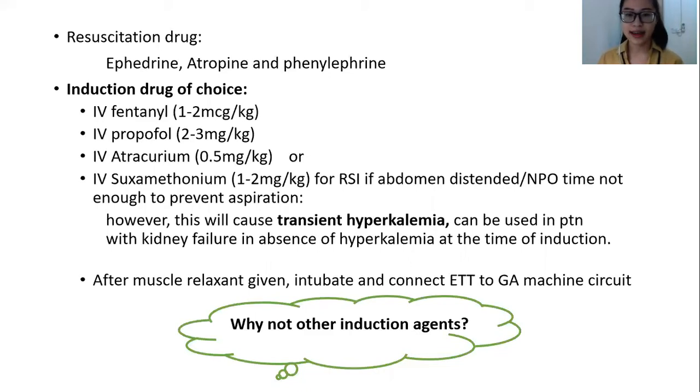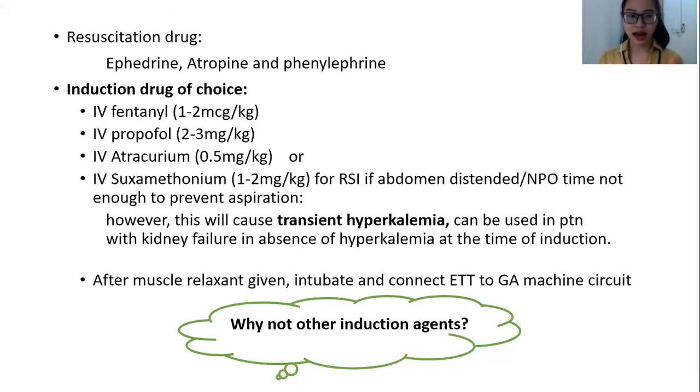milligram per kg. Well, for muscle relaxant, our choice would be either IV atracurium or IV suxamethonium for rapid sequence induction if the abdomen is distended or the NPO time is not enough, to prevent aspiration. However, IV suxamethonium has to be used with caution because it can cause transient hyperkalemia in this patient. Therefore, we can only use it if this patient did not have hyperkalemia at the time of induction.